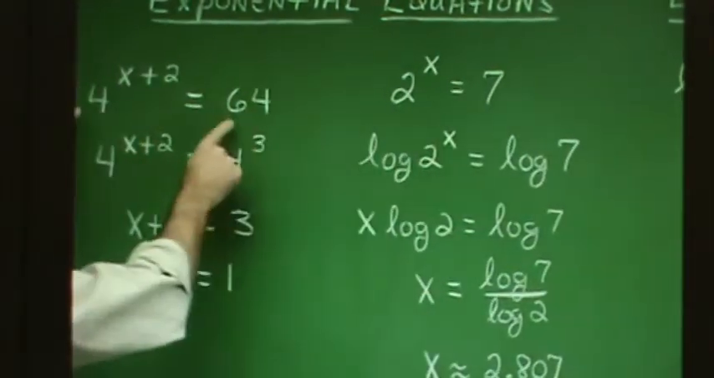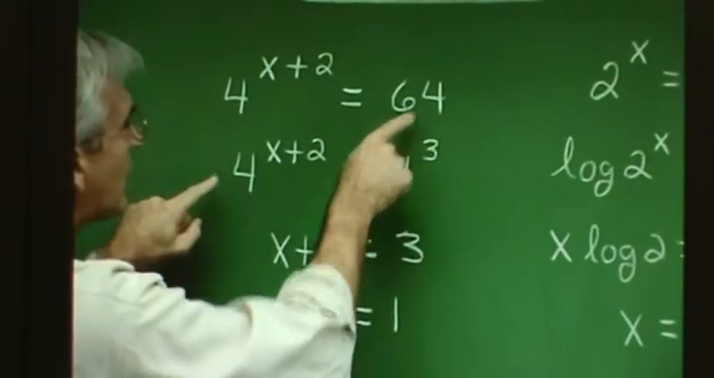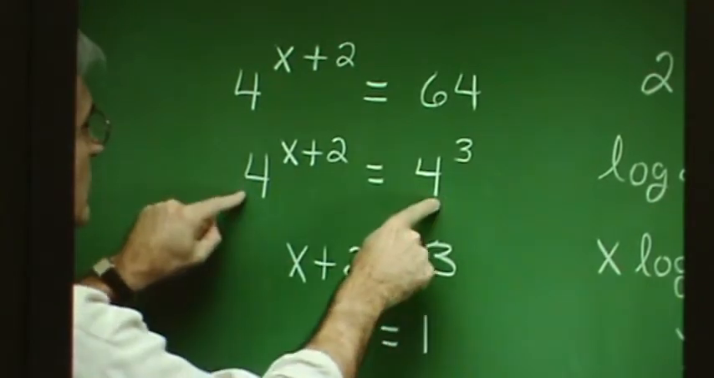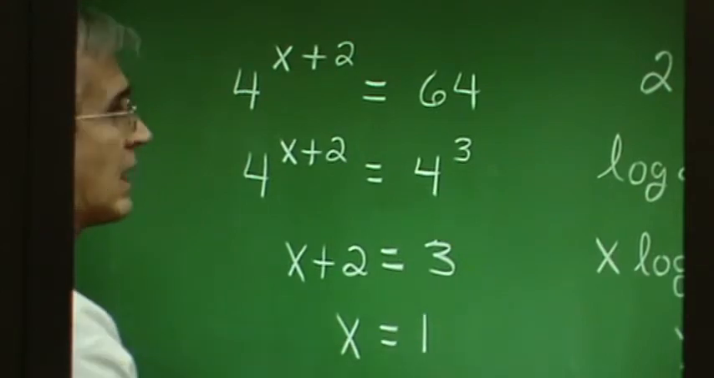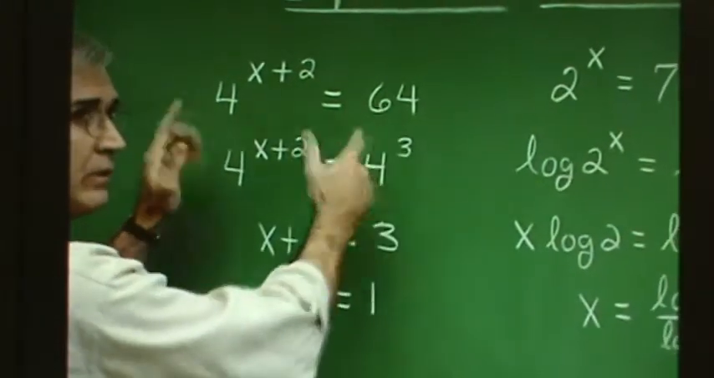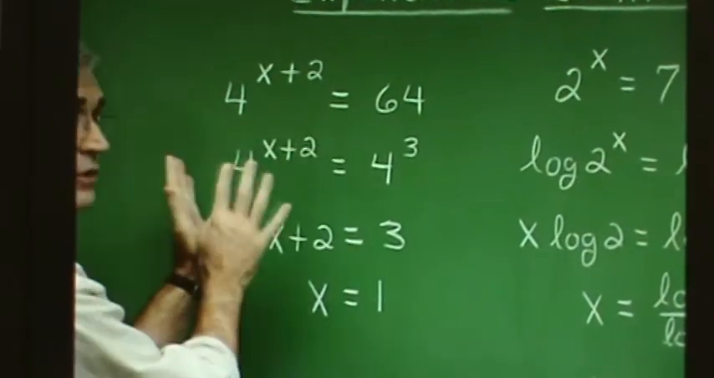All right, in this one, we can actually make the bases look alike by rewriting 64 as 4 cubed. And now that the bases are alike on both sides, we can set the exponents equal to one another and solve the equation. Now, there are some interesting techniques for making the bases look alike. We'll look at some in just a little bit. This generally is the easier of the two processes.